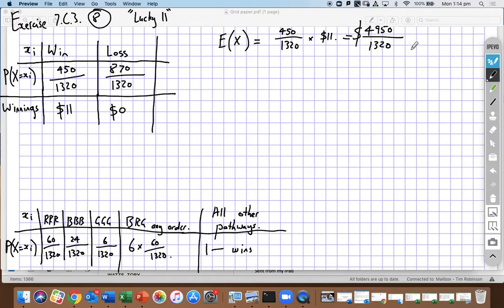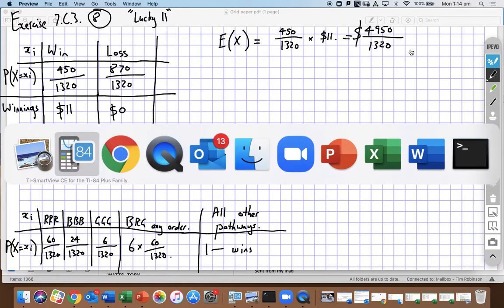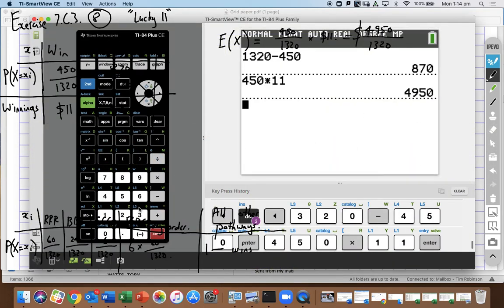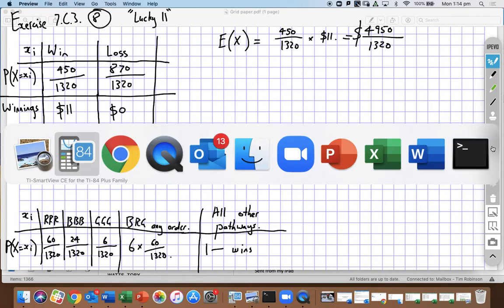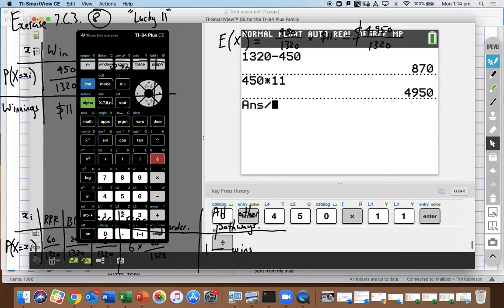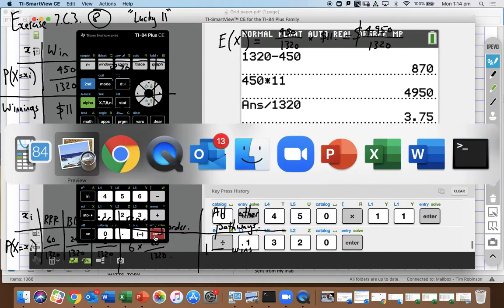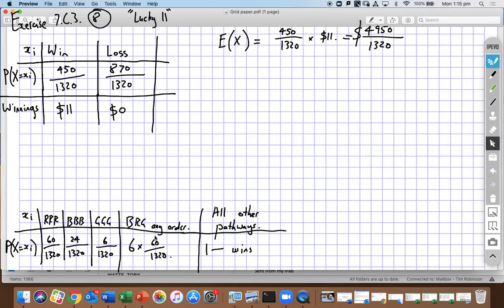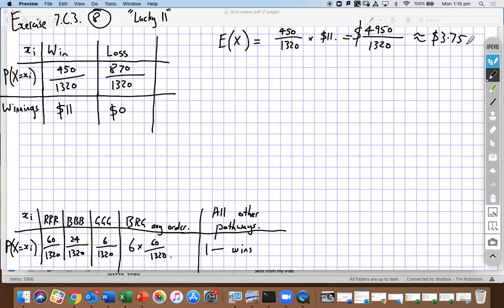Right, so on average, I don't know, what does that look like? About $4 maybe per game. 4,950 out of 1,320. 4,950 divided by 1,320. $3.75 per game. Right. That worked out quite nicely. $3.75. Okay. Now I'll make a bit of room down the bottom so that we can finish the question.